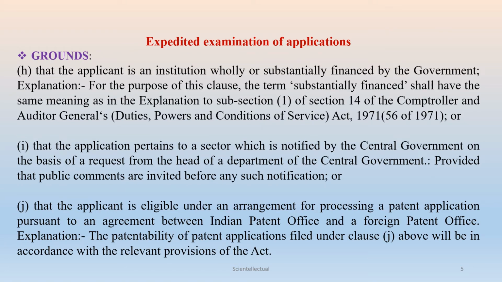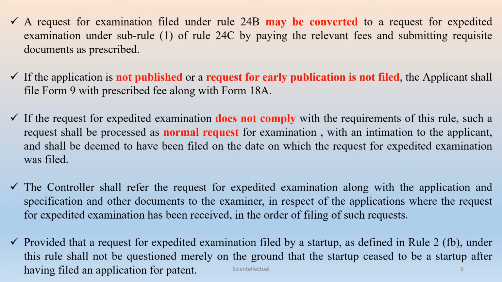Other grounds under expedited examination are H, the applicant is an institution wholly or substantially financed by the government. I, the application pertains to a sector which is notified by the central government on the basis of a request from the head of the department of the central government. J, the applicant is eligible under an arrangement for processing patent application pursuant to an agreement between the Indian Patent Office and a Foreign Patent Office. There are a few more important points that need to be remembered.